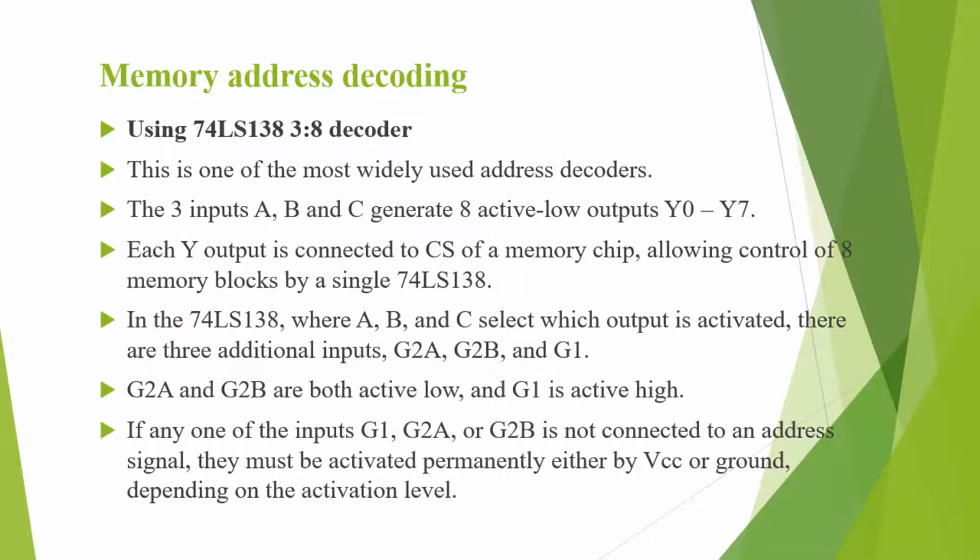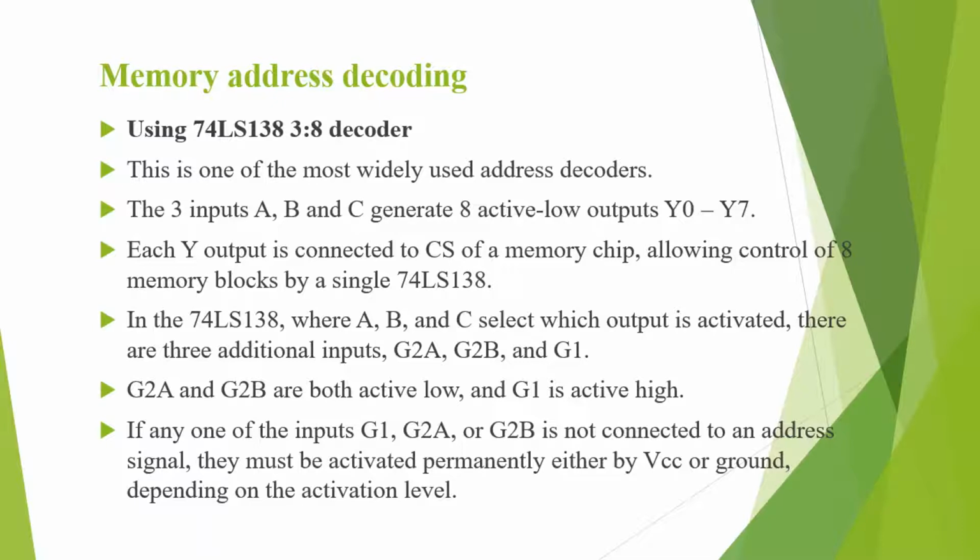Next method is using the 74LS138 IC, that is a 3:8 decoder IC. This is the most widely used address decoder. It has 3 inputs A, B, C and generates 8 outputs. These outputs are active low outputs Y0 to Y7. Each Y output is connected to the chip select of a memory chip, allowing the control of 8 memory blocks by a single 74LS138. Apart from the 3 inputs A, B, C, it has 3 additional inputs G2A, G2B and G1.